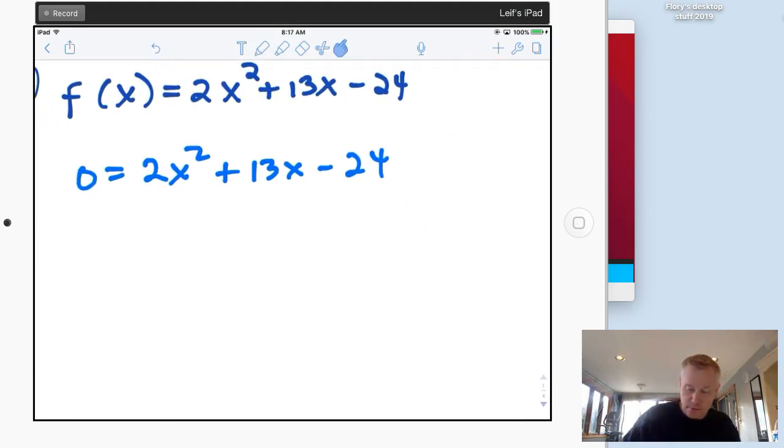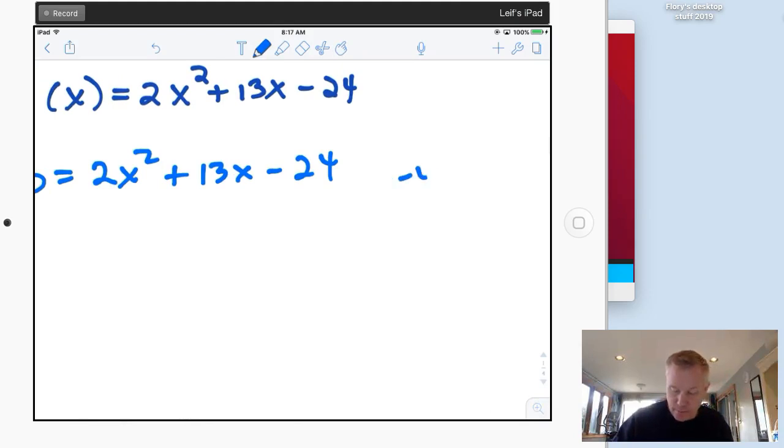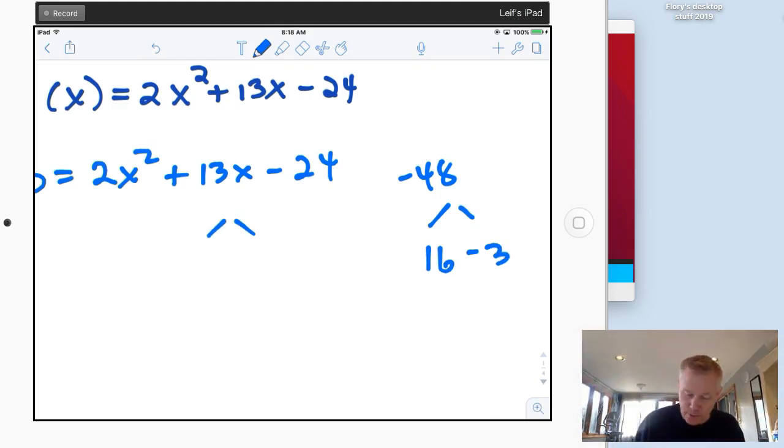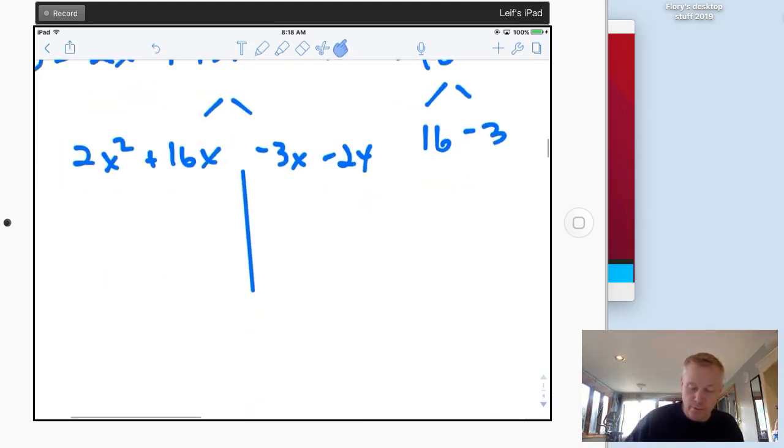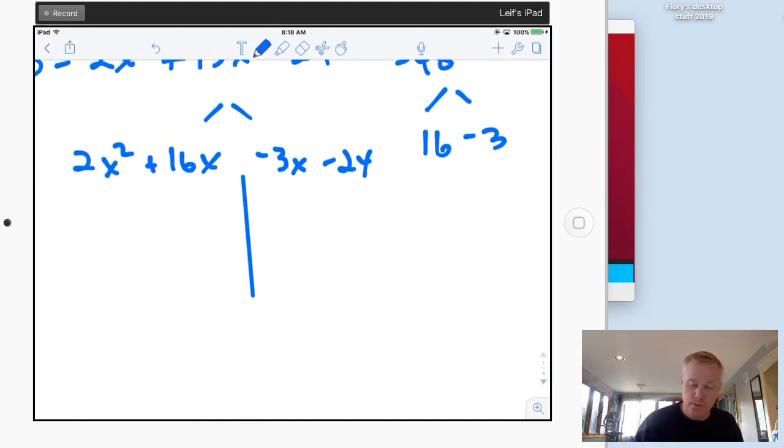Let's see, 2 times -24 is -48, and factors of 48 that add up to 13 would be 16 and -3, so I can draw a line down the middle and go 16x, -3x minus 24, bring down my 2x squared also. Remember, when there's a number in front of that x squared, that makes it harder. You got to do it this way.